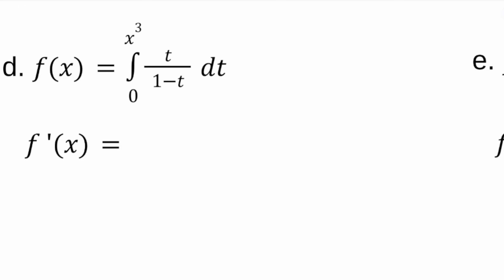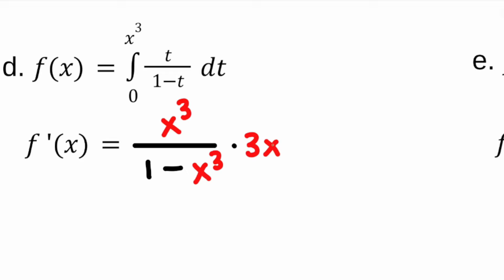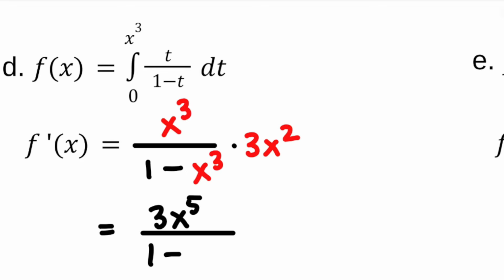With this next one, I'm going to plug in x cubed wherever I see t in the integrand. And so I'll have x cubed divided by 1 minus x cubed. And then I'll need to multiply by 3x squared for the chain rule. And if I was going to write that as one fraction, that would be 3x to the 5th divided by 1 minus x cubed.